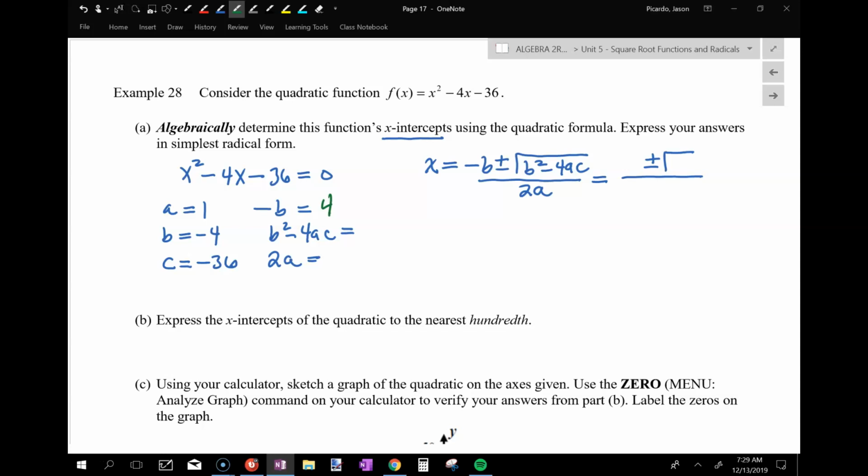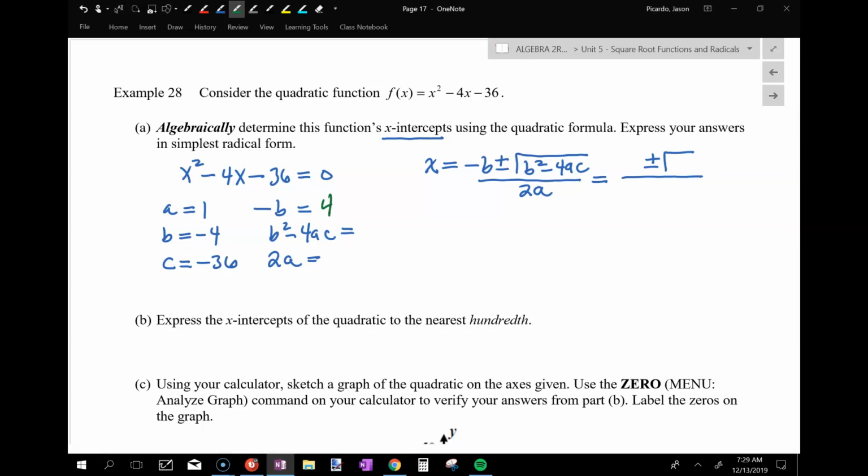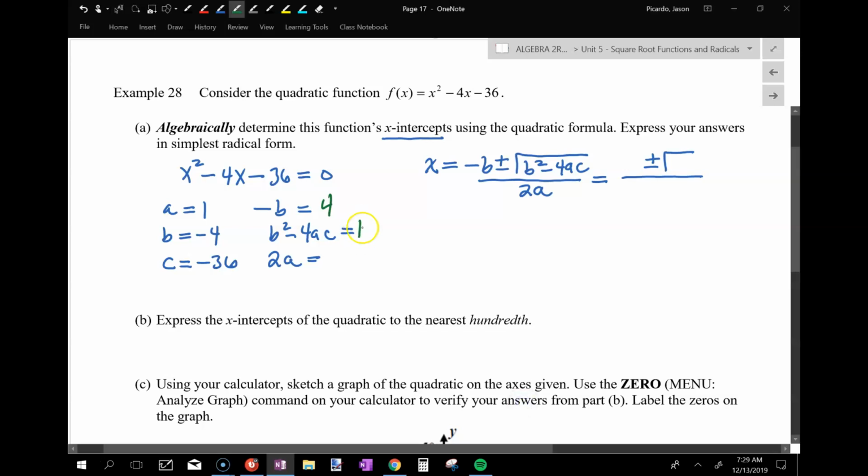Yep. So again, I mean, the devil's in the details, right? You make one mistake and the whole thing's blown, right? So 160, right? And the 2a is going to be 2, right? And so we have our three pieces, and we plug them into our three positions in our formula.